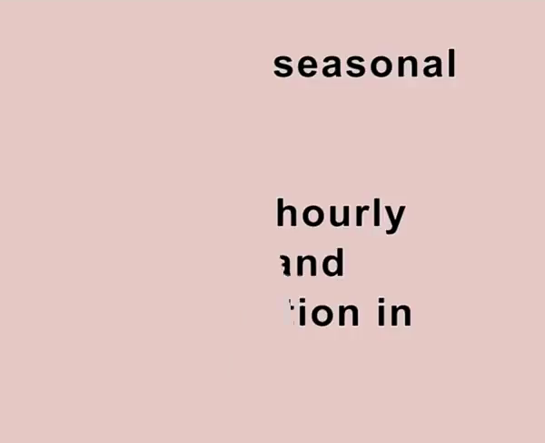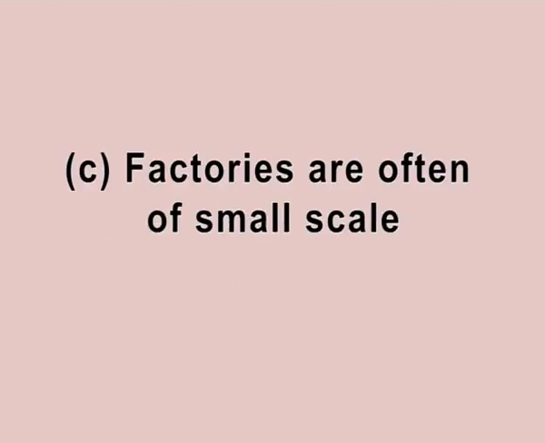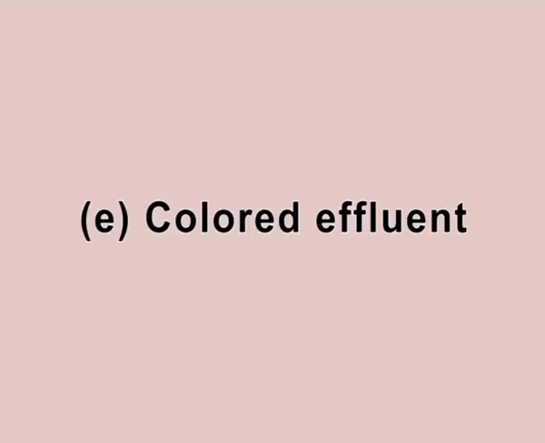Other characteristics of food processing wastewater are large seasonal variation and also large hourly variation in concentration in daytime. Factories are often of small scale, with sometimes an unbalanced ratio of BOD, nitrogen and phosphorus that induces the bulking of sludge, and lastly the colored effluent. Before discharging wastewater back into the environment and the natural hydrological cycle, it is necessary to provide some degree of treatment in order to protect public health and the environmental quality.